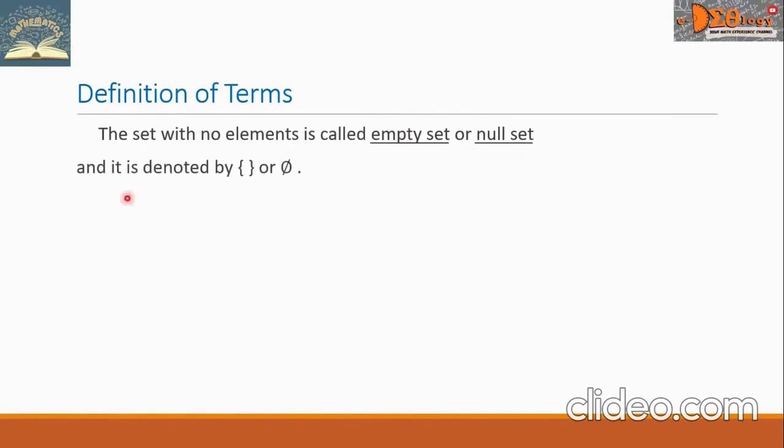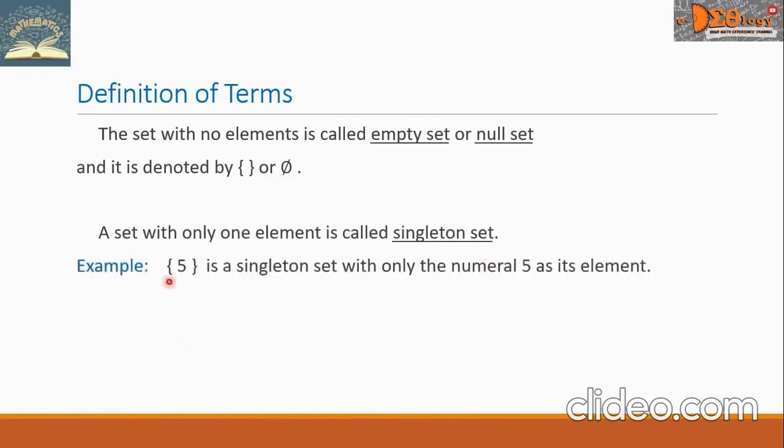Let us define more terms. The set with no elements is called empty set or null set. And this is denoted by an empty set with this symbol or a zero with a slash. A set with only one element is called singleton set. Example, this set here is a singleton set with only the numeral 5 as its element.